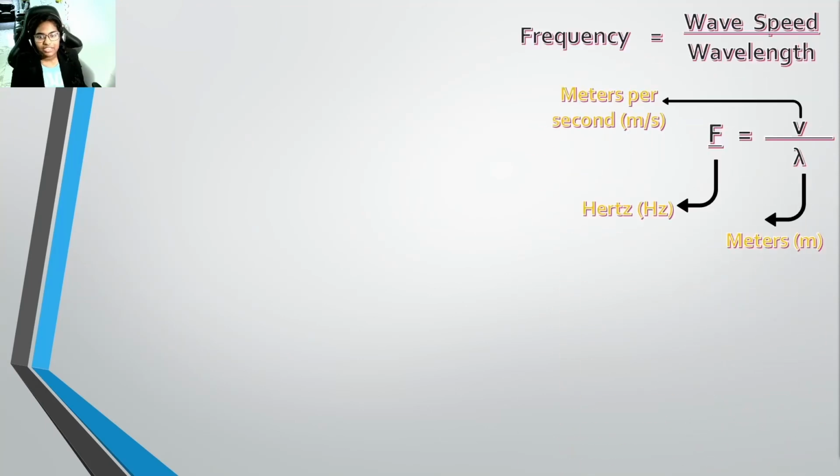What if you didn't have the time period to find the frequency of a wave? Well, this is another way to find out the frequency of a wave. This includes the frequency, wave speed, and the wavelength. There in the equation, frequency equals wave speed divided by wavelength, or f equals v divided by lambda. Let's try a question.